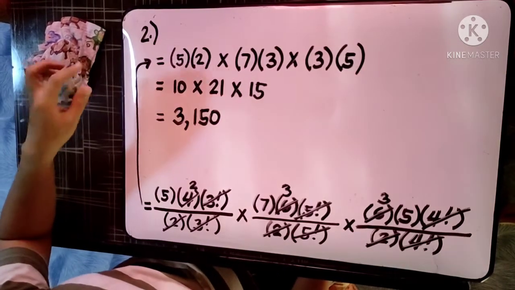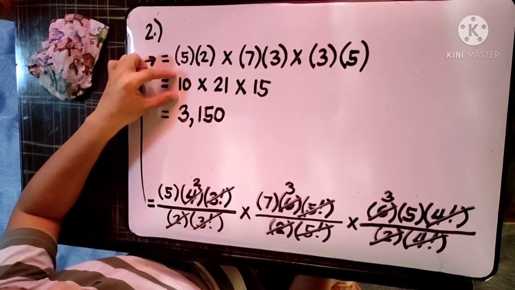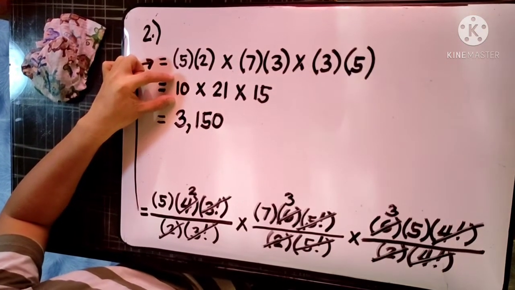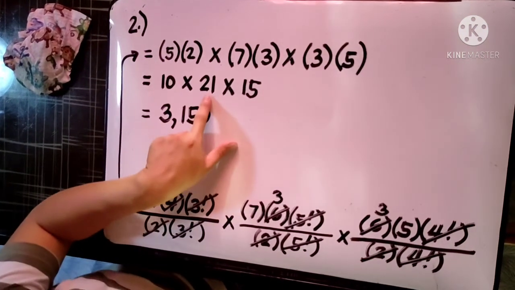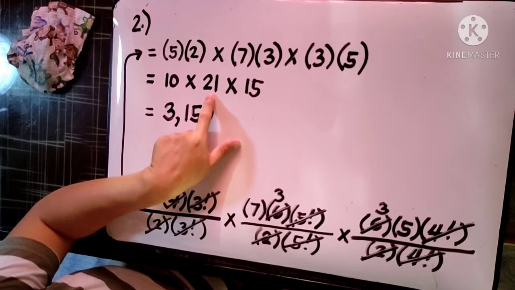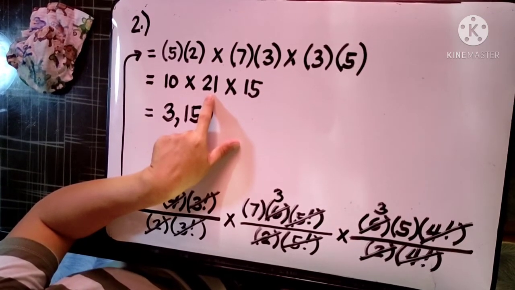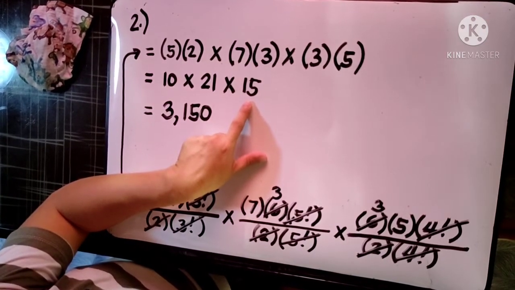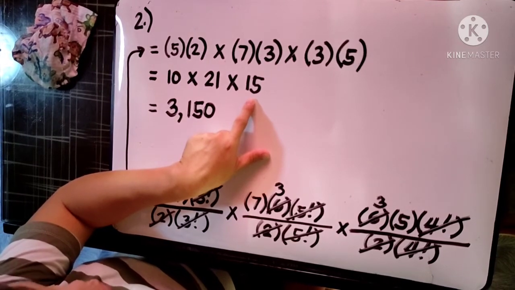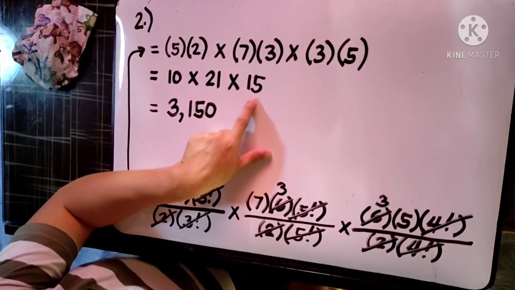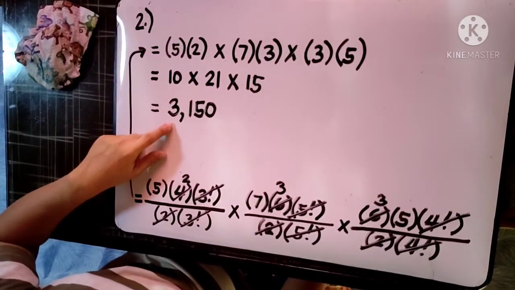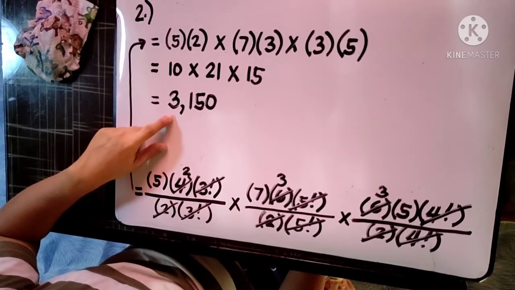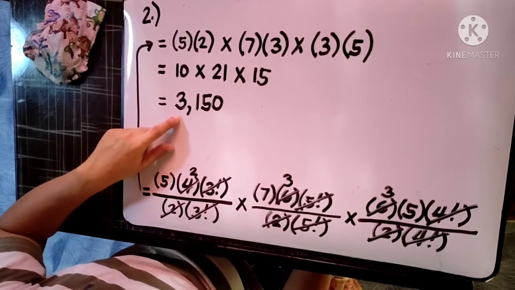So there are 10 different ways that you can choose 2 red balls from the group. Then 21 ways of getting 2 green balls from the green group, and 15 different ways of choosing 2 yellow balls from the yellow group, and a total of 3,150 different ways of selecting 6 balls in which there are 2 from every color.